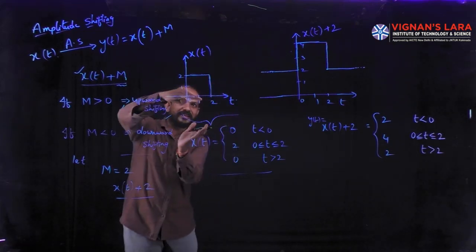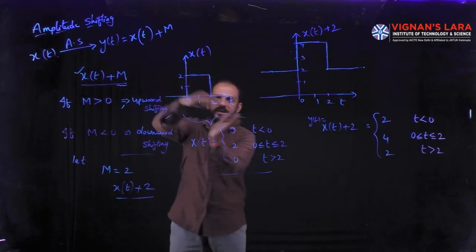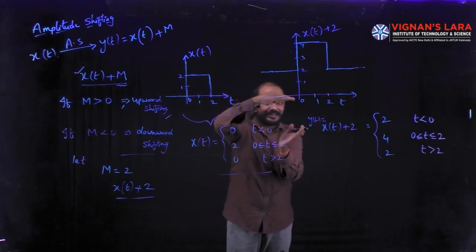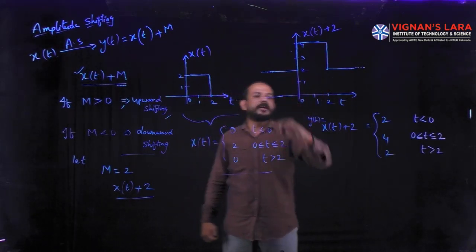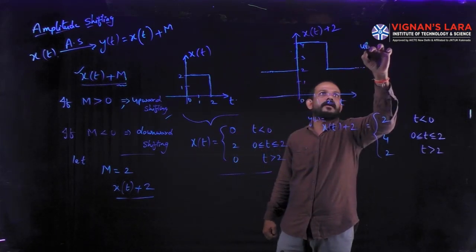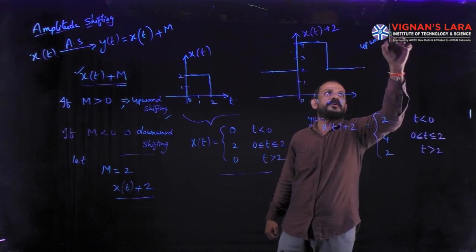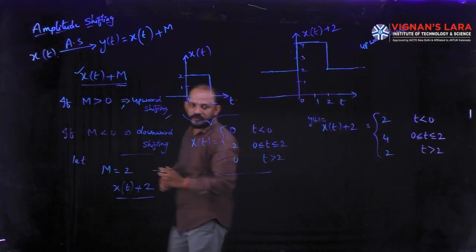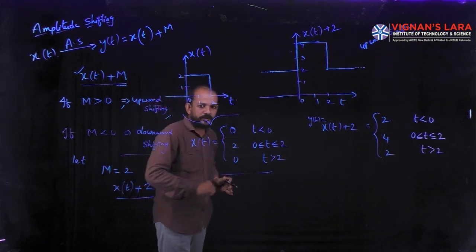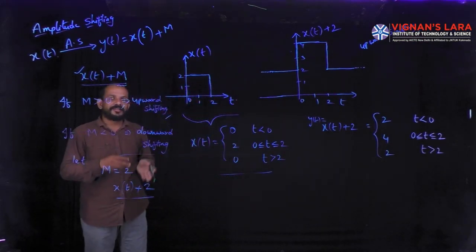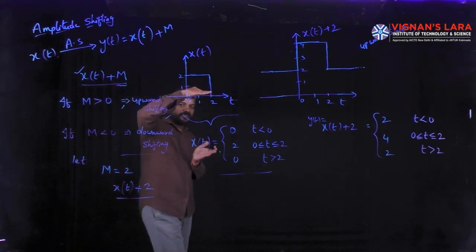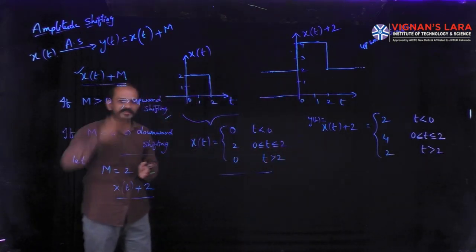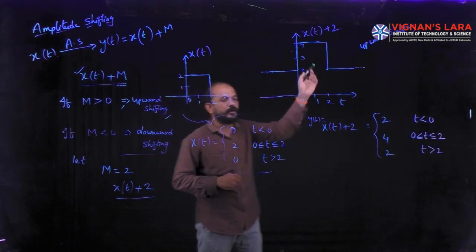Now the shape of that input signal is moved upwards. The same shape is moved upwards in the direction of the y-axis, that is the vertical direction. Hence this type of shifting is called upward shifting. Okay, are you clear? This is nothing but upward shifting, as the waveform has shifted upwards in the amplitude direction, that is, in the direction of the positive y-axis, and it is called the upward direction.